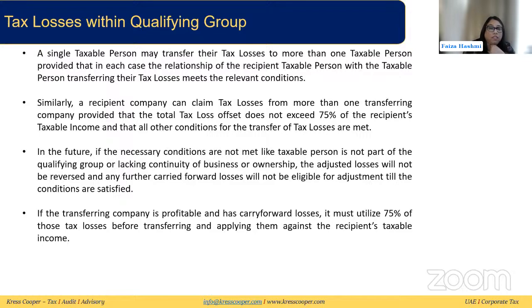In the future, if necessary conditions are not met, like the taxable person is not part of the qualifying group, or there's a lack of continuity of business ownership, the adjusted losses will not be reversed, but any future carry forward losses or adjustment cannot be made until the conditions are again satisfied. If the transferring company is profitable and has carry forward losses, then they have to utilize the 75% of these losses themselves first, before they are able to transfer this.